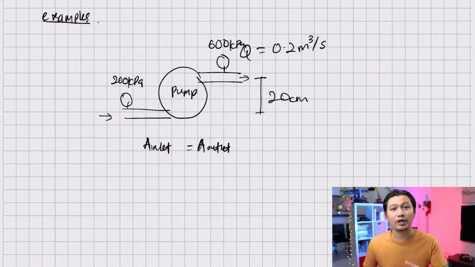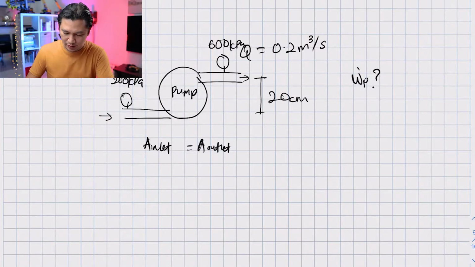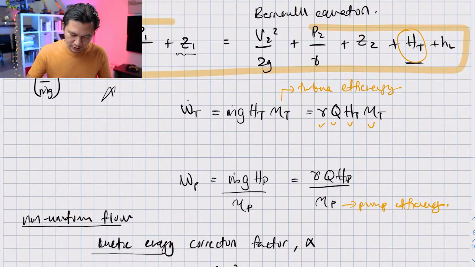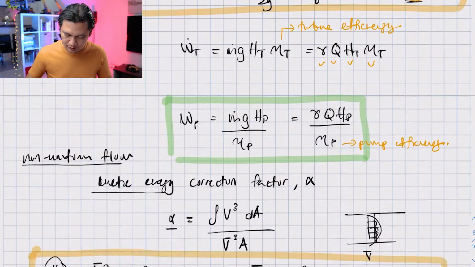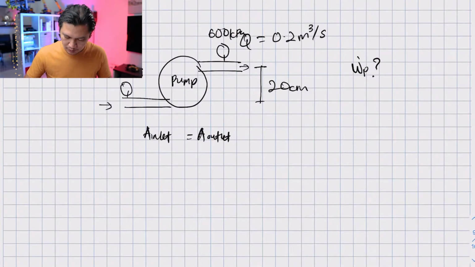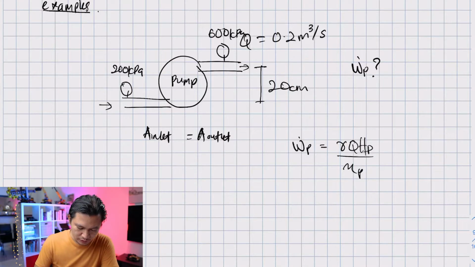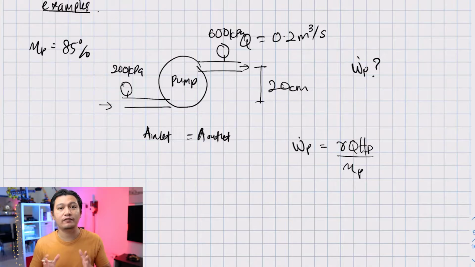For this problem, what we are really looking for is the power that the pump requires in order to deliver this fluid. From our previous video, the pump power is defined as this equation. The pump power, W dot P, is equal to gamma Q HP over eta P. And eta P is the pump efficiency, which is given as 85%, meaning that this pump has 85% efficiency.